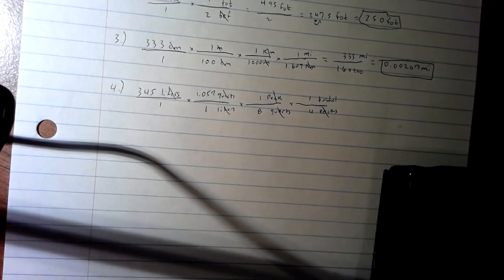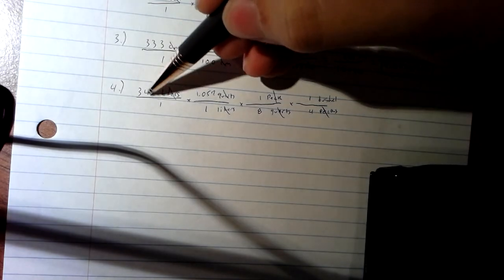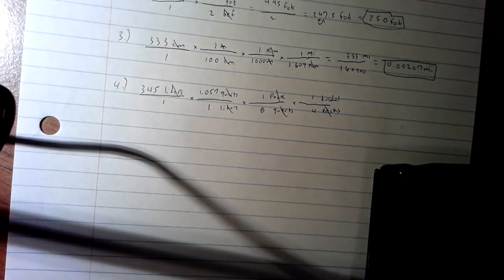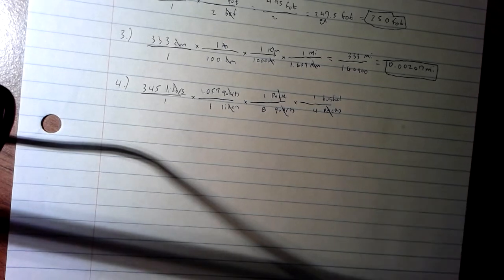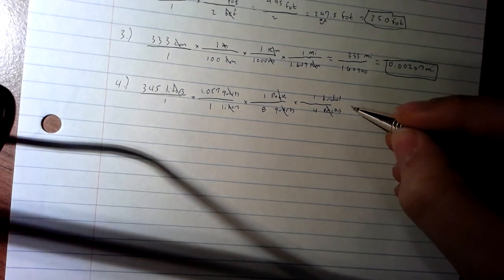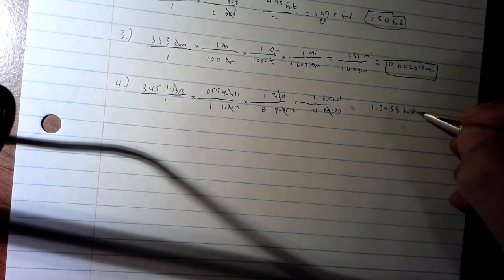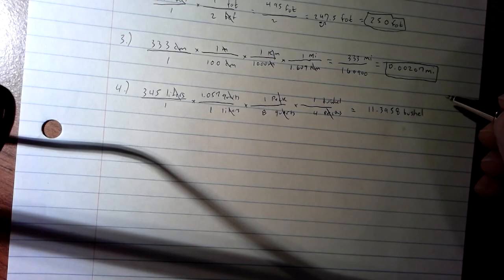Don't forget that these conversion factors all have infinite sig figs. The first number that we're given is the one that's imprecise. That has 3 sig figs. So our final answer should have 3 sig figs. 345 times 1.057. Enter, that's that. And then we're going to divide this by 8 times 4. I'm just typing numbers in the calculator. So when you do all of this computation, you get 11.3958 bushel.